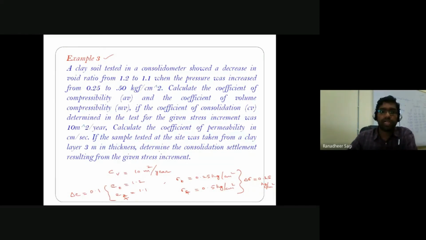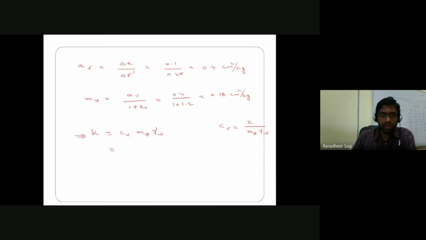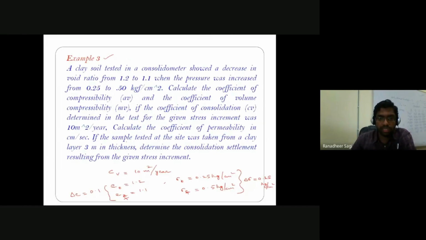So if you want to calculate your coefficient of permeability in centimeters per second, CV is given as 10 meters square per year. Let me convert this CV in terms of centimeters square per second. It is nothing but 10 into 1 meter, which is 100 centimeters, and whole square, so it is 10 to the power of 4 centimeter square.